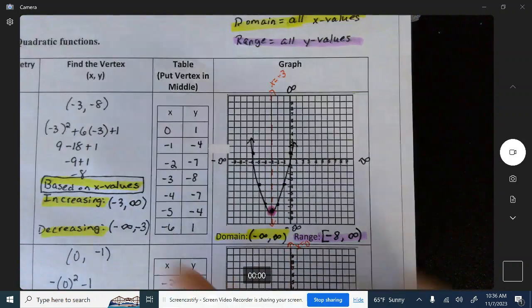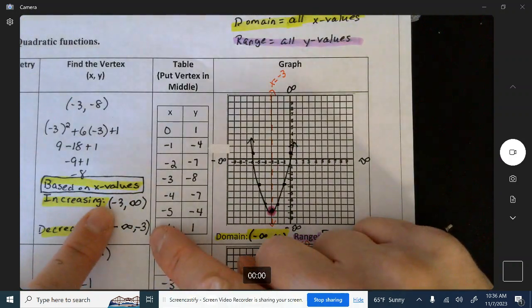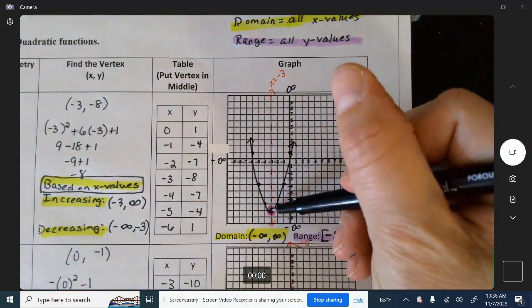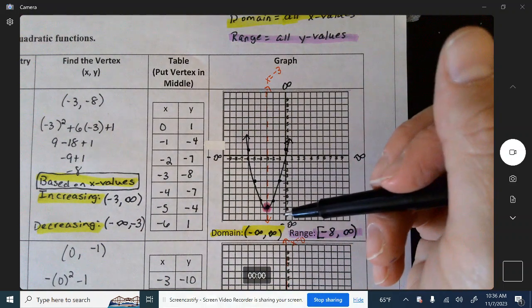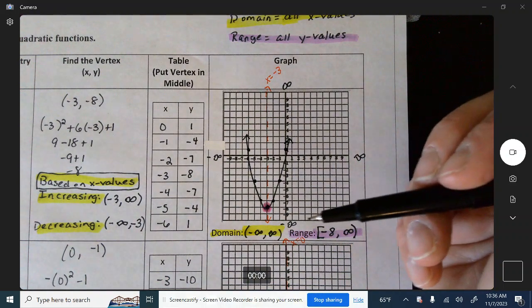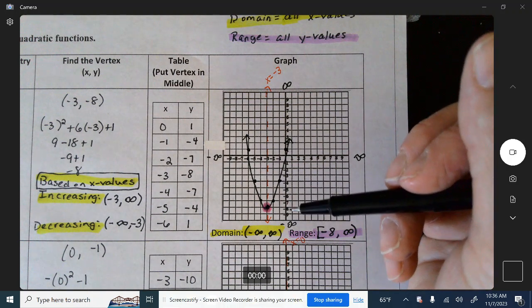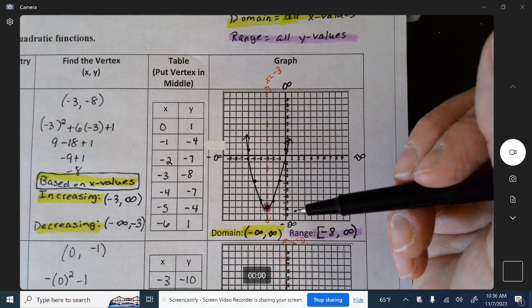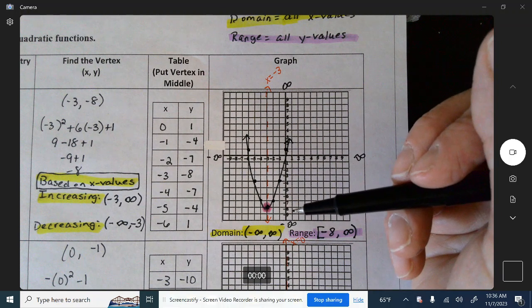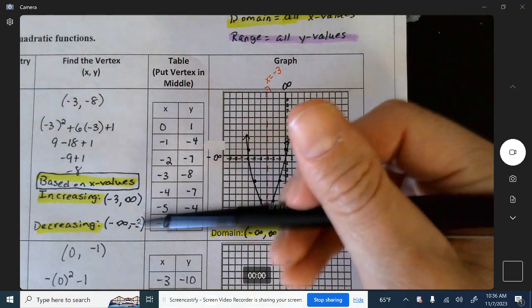Now, several of you may be asking, why didn't I put brackets on the -3's? Because at this point, it stops increasing or decreasing. It doesn't do either one. So I can't say it's increasing. I can't say it's decreasing. I can just say from -3 to infinity, it increases. And from negative infinity to -3, it decreases. So these will always have parentheses.